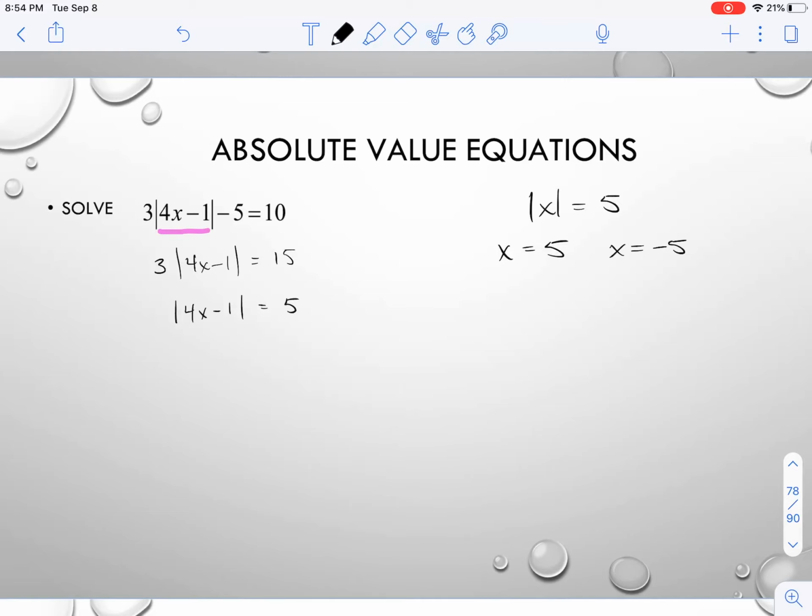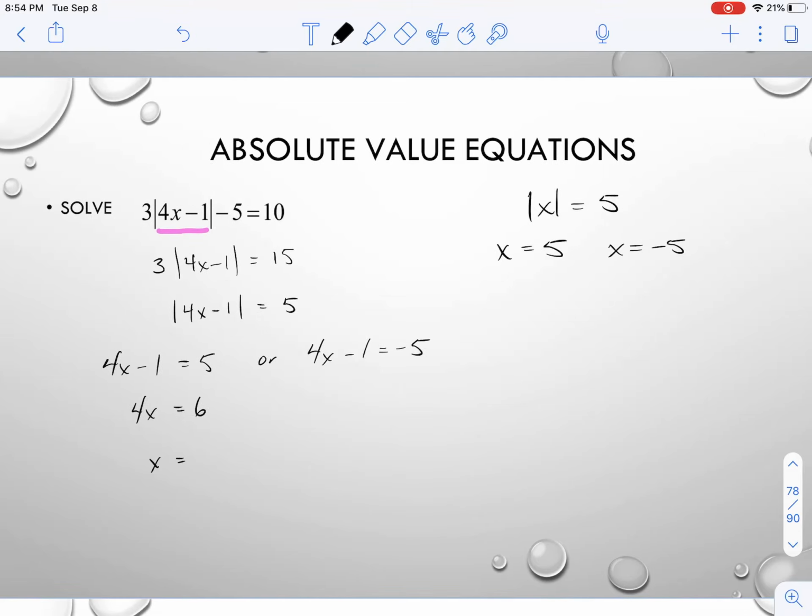And from here now, I'm going to split this into two cases. Either my quantity 4x minus 1 equals 5, or my quantity 4x minus 1 equals negative 5, and then the absolute value would have made it become positive 5. So from here, I need to solve each of these linear equations. On the left, we're going to add 1 to both sides. We're going to get 4x equals 6, or x equals 3 halves. And on the right, I'm going to add 1 to both sides. I'm going to have 4x equals negative 4, or x equals negative 1.